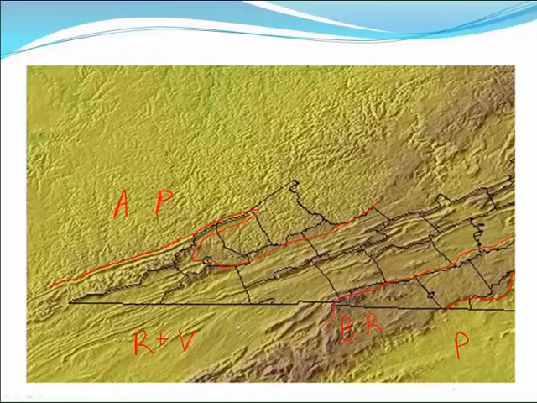Here's an actual elevation map of Virginia, and it does show the boundary between the Appalachian Plateau and the Ridge and Valley, and that boundary can be identified through the folding of the rock layers. The most resistant rock layers form the tops of the ridges, and the less resistant rock forms the valleys. The Blue Ridge area also has some folding in it, but not to the extent that the Ridge and Valley does. So we have Appalachian Plateau, Ridge and Valley, Blue Ridge Province, and then the Piedmont.